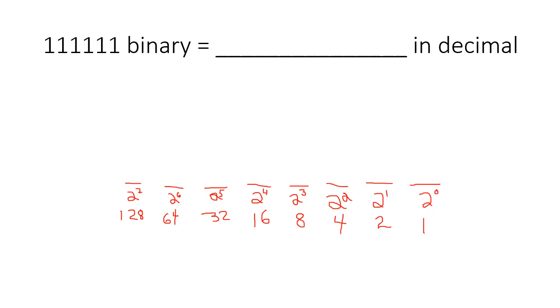Okay, moving along, 111111. We have to add all the values where these ones are. So 32 plus 16 plus 8 plus 4, 2, and 1. My answer is 63.